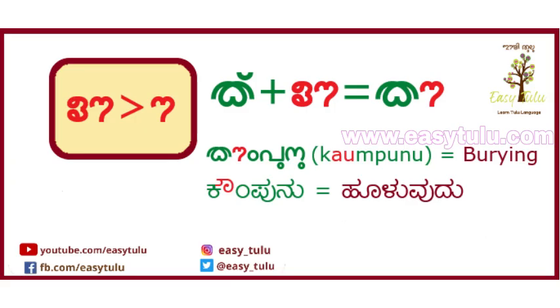Okay, next vowel is Au. Ka plus Au makes Kau. Example, Kaumpanu. Kaumpanu means burying. Holodu in Kannada. Let us see how it is written.